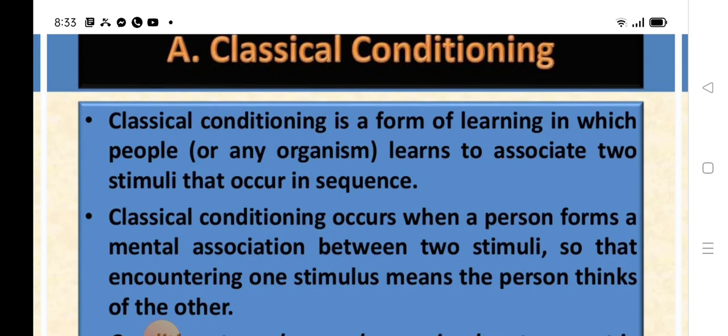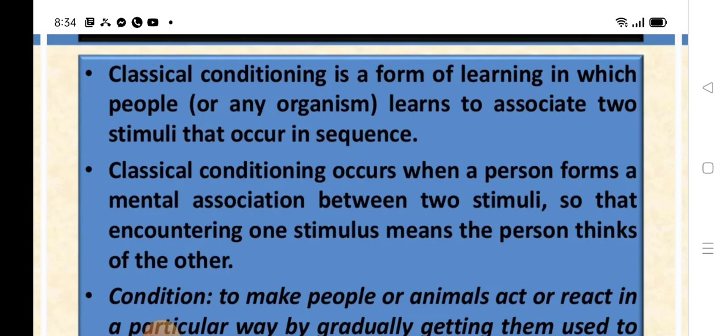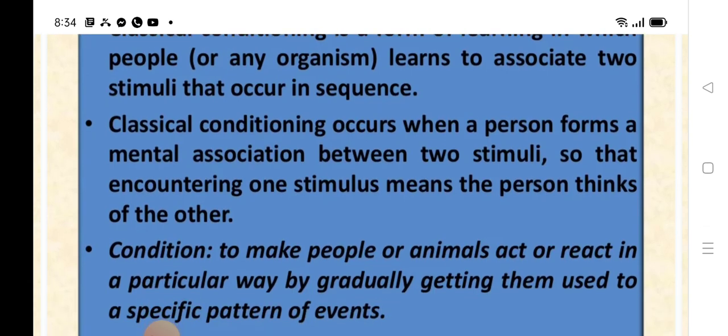So we are talking here about learning, how people or any organism learn to associate two stimuli together that occur in sequence. I'm talking here about a type which is called classical. Classical conditioning occurs when a person forms a mental association between two stimuli, so that encountering one stimulus means that the person thinks of the other stimulus.